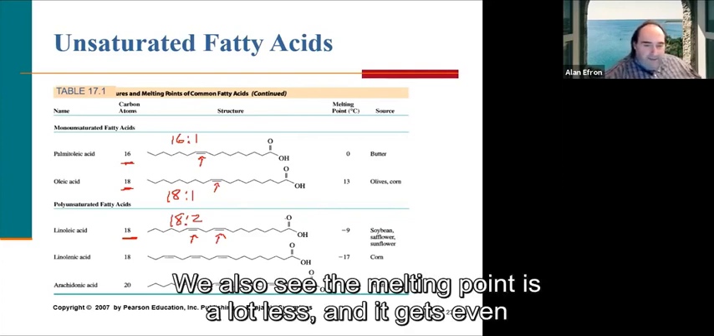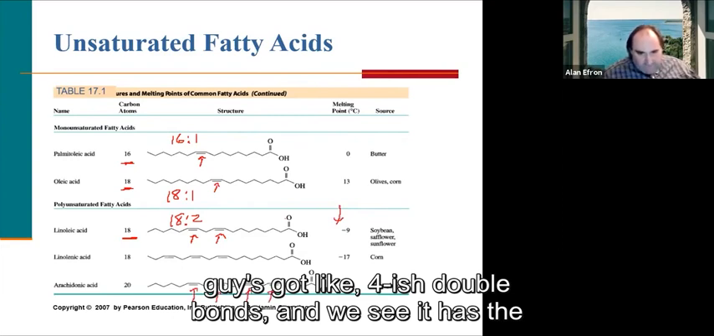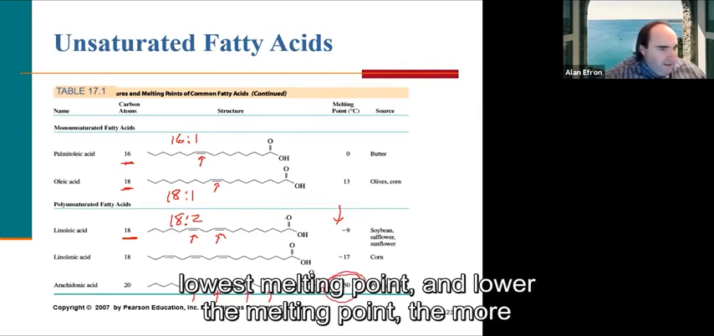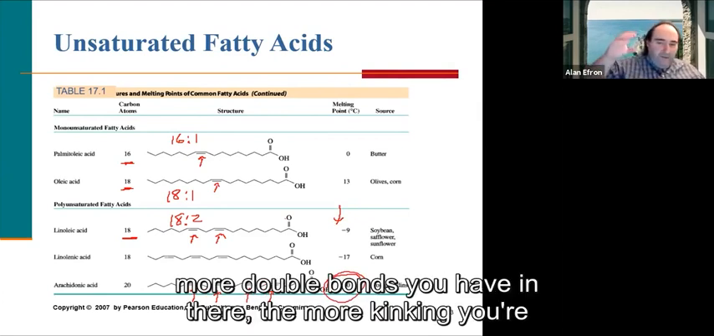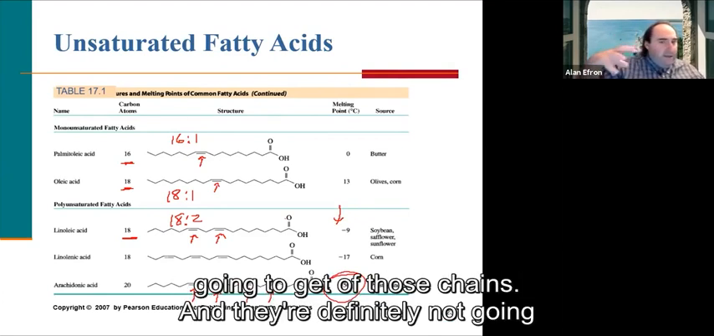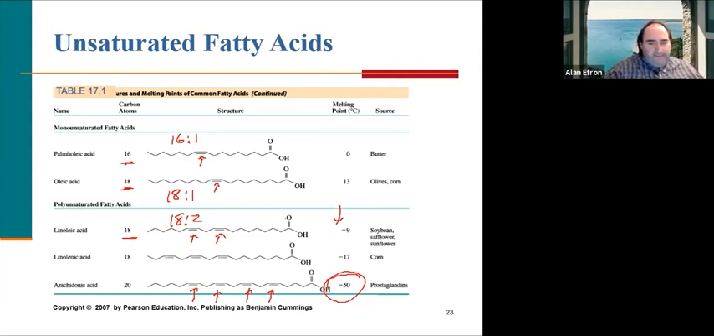We also see the melting point is a lot less, and it gets even smaller as we keep slapping on those double bonds. This guy's got like 4-ish double bonds, and we see it has the lowest melting point, and the lower the melting point, the more chance it's going to melt easier and be a liquid. So again, the more double bonds you have in there, the more kinking you're going to get of those chains, and they're definitely not going to be able to sit very well together. Any questions on that there?